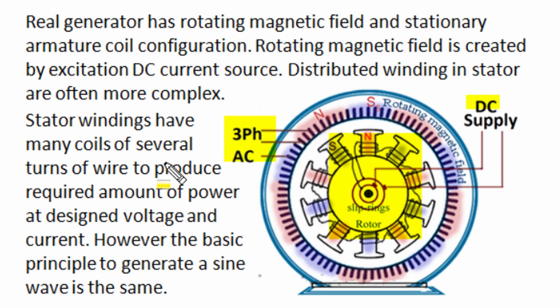Stator winding has many coils of several turns of wire of sufficient cross section, and that produces the required amount of power as per designed voltage and designed current. The basic working principle of this practical alternator with stationary conductor and rotating magnetic field is the same as we have illustrated with the fixed magnetic field and rotating conductor configuration.